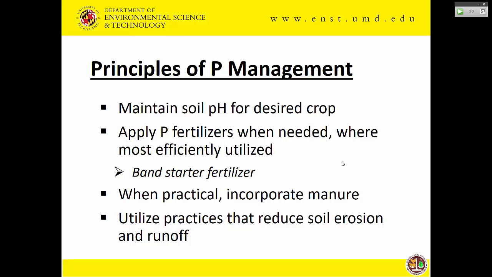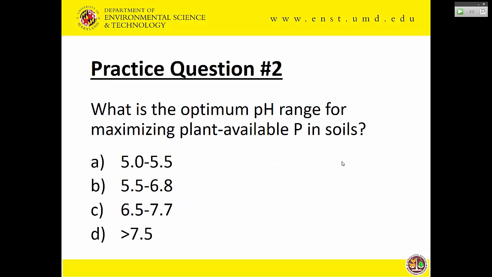So again, pH is critical in this case, even more critical than nitrogen. Phosphorus fertilizers, when they are needed, again, the starter fertilizer, because phosphorus moves by diffusion. So the roots are not going to go to phosphorus. Phosphorus has to somehow get closer to the roots so they can grow. Again, we need to reduce losses by erosion and runoff, because once this phosphorus gets into water bodies, it's impossible to remove it.